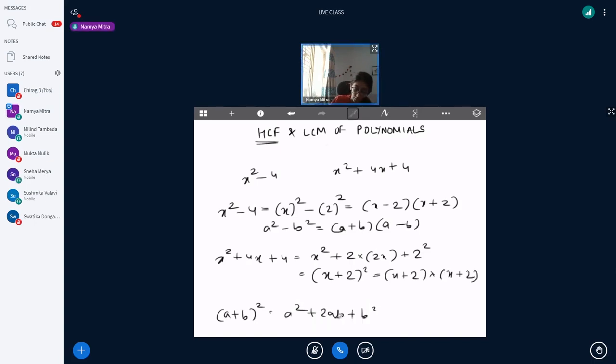Now for these two polynomials, I see that x plus 2 is common to both. The x plus 2 is the highest common factor for both. So the HCF of these two polynomials is x plus 2. What about the rest? Did you understand?